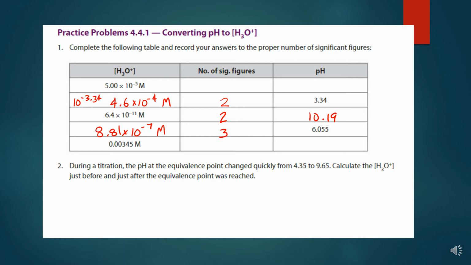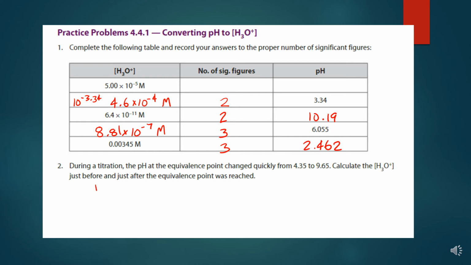And this one I'm looking at 3 sig figs, 2.462. Okay, for question 2, it says, during a titration, the pH at the equivalence point changed quickly from 4.35 to 9.65. Calculate the concentration of hydronium just before and just after the equivalence point was reached.